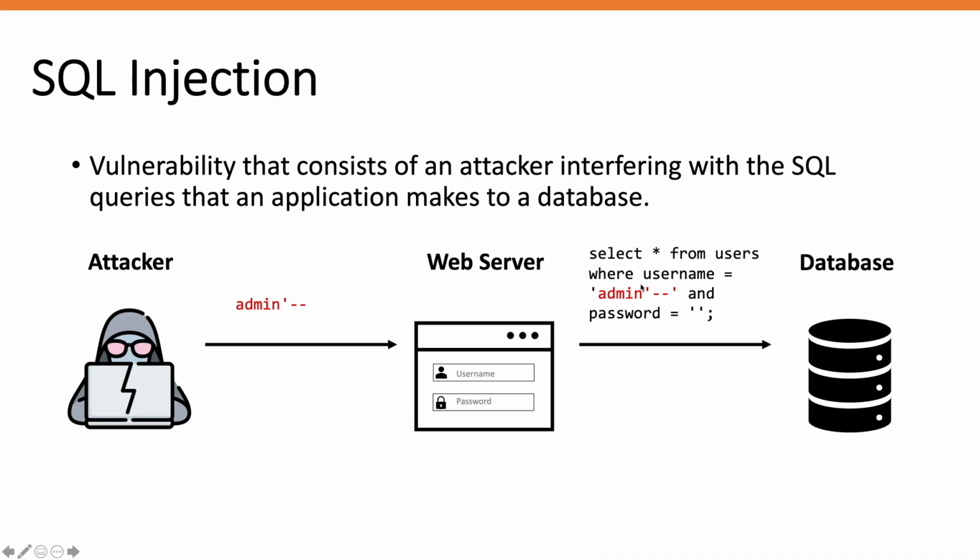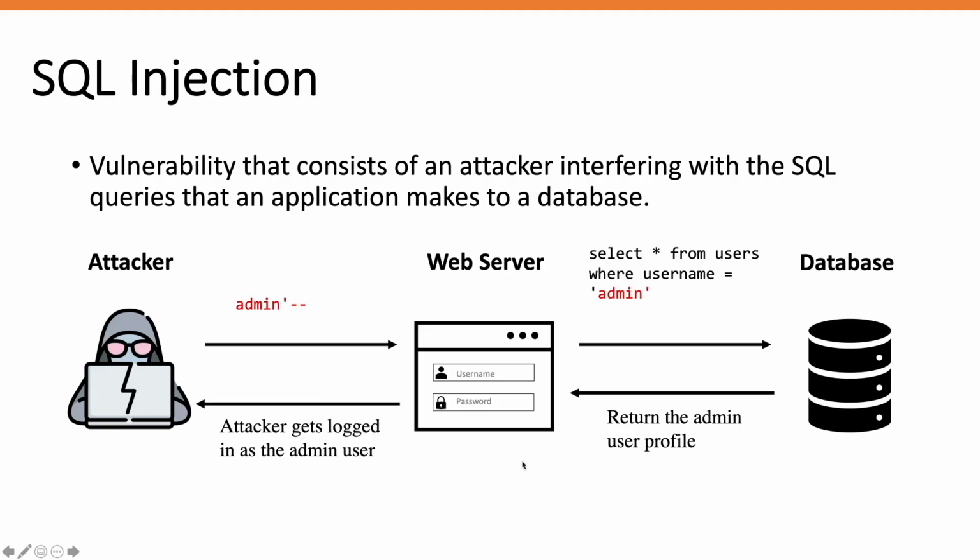The single quote over here that the attacker included closes the string for the username, and then the double dash stands for a comment, and so it says comment out the rest of the query. And so what happens is the query becomes this. So select all the entries from the users table where username is equal to admin. Now admin is an existing username in the database, and so what happens is that the database will return the admin user profile, and the attacker gets logged in as the admin user.